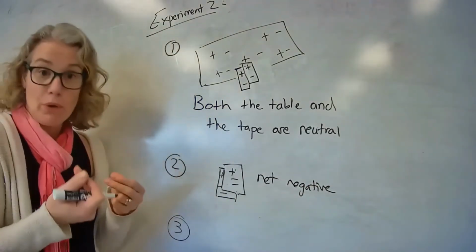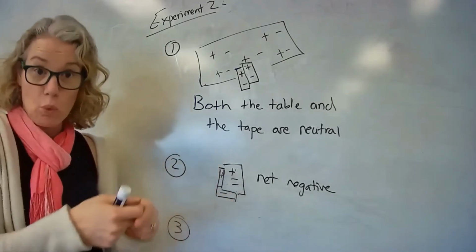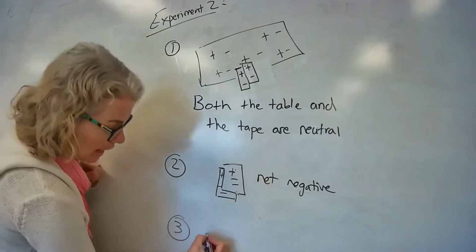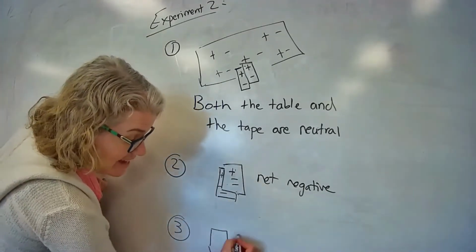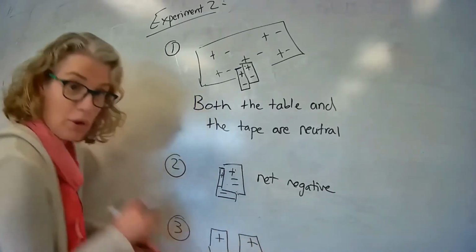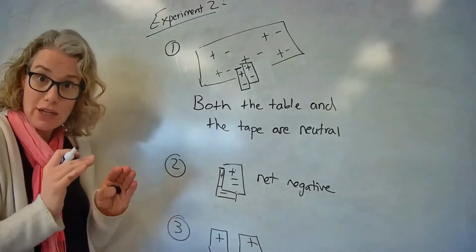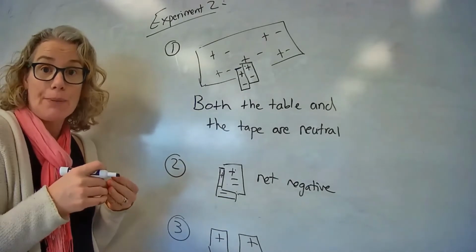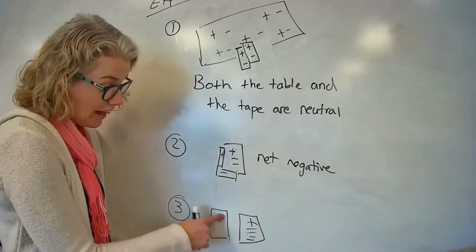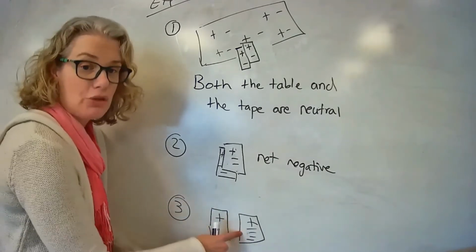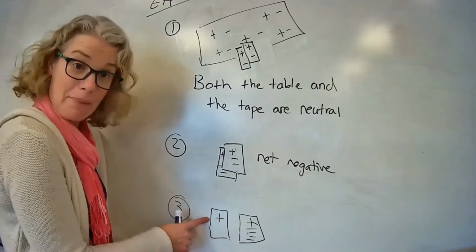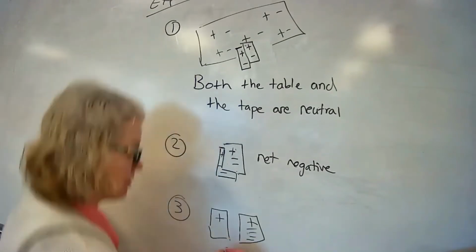So in experiment 2, we had one more step. We took these two pieces of tape that were on top of each other, and then we ripped them apart from each other. And when we did that, we had another friction event. So again, the protons don't move in static electricity. Only the electrons can move because they are on the outside of the atom. In that second friction event, the extra electrons that were on this piece of tape get transferred to that piece of tape. And so now we're left with something that's got a net positive charge and something with a net negative charge.